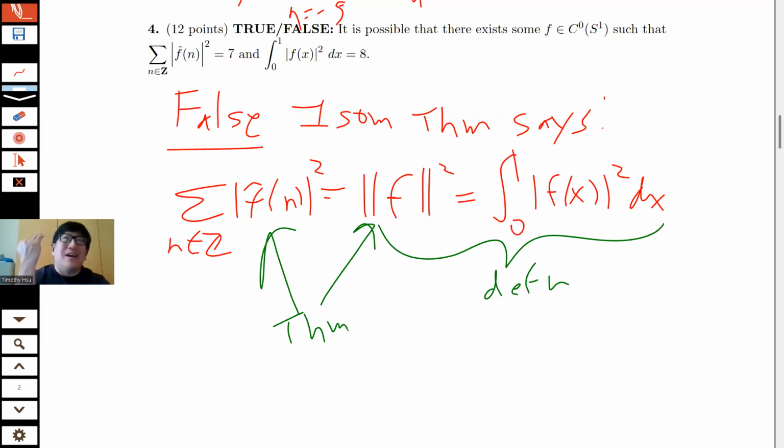And there's a person's name that I can never remember. It's some French dude whose name begins with P. Plancherel. I don't know. One of them. And it doesn't help that there are two of them, and they both have very similar looking facts. Anyway, whatever. By the French guy's theorem, those things must be equal, and so you can't have 7 equals 8.